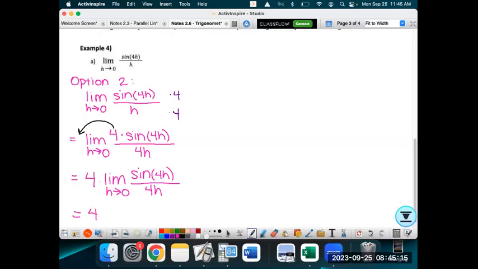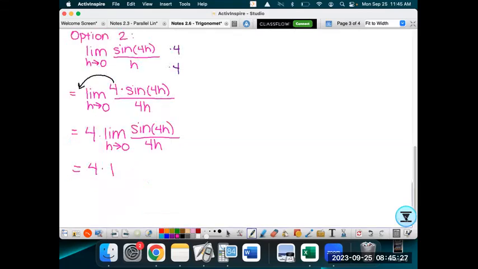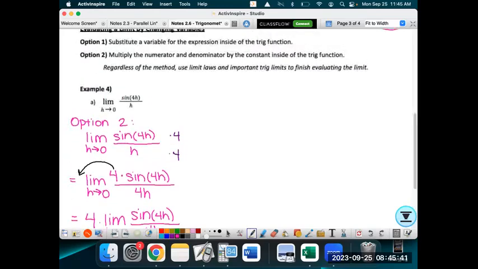So really, this is 4 times the limit of sine of 4h over 4h as h approaches 0, which is 1. And 4 times 1 is 4. This, I think, is the preferable way to do things. I will show you option 1, though, which uses substitution. And if you already decide that you like option 2 better, go ahead, skip this, go to the next example.